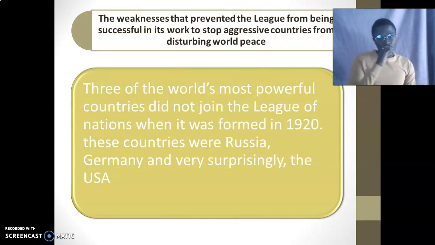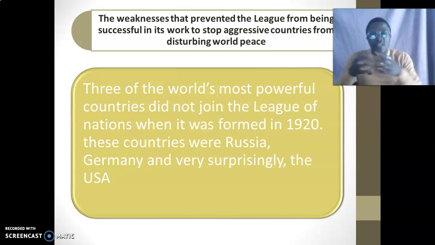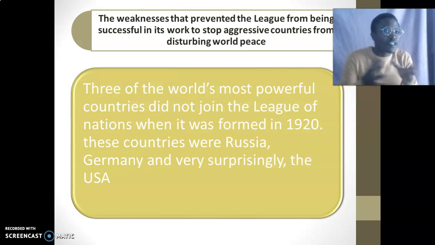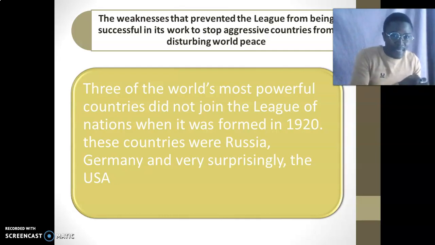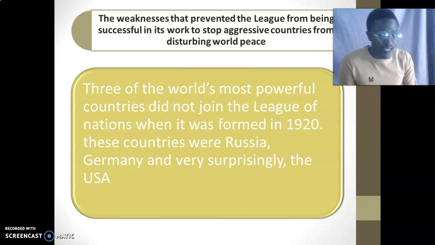Okay, learners, when we are talking about the weaknesses of the League of Nations, don't get confused with the failures. Failures are things that they couldn't do, conflicts that they could not solve successfully. Those were categorized as failures. Conflicts that were solved successfully were categorized as successes. So don't get confused between failures and successes of the League with the weaknesses of the League.